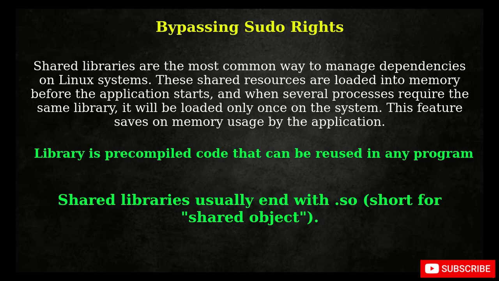These shared resources are loaded into memory before the application starts, and when several processes require the same libraries, it will be loaded only once on the system. This feature saves on memory usage by the application. In simple terms, a library is pre-compiled code that can be reused in any program. And also, shared libraries usually end with the .so extension, which is short for shared object.